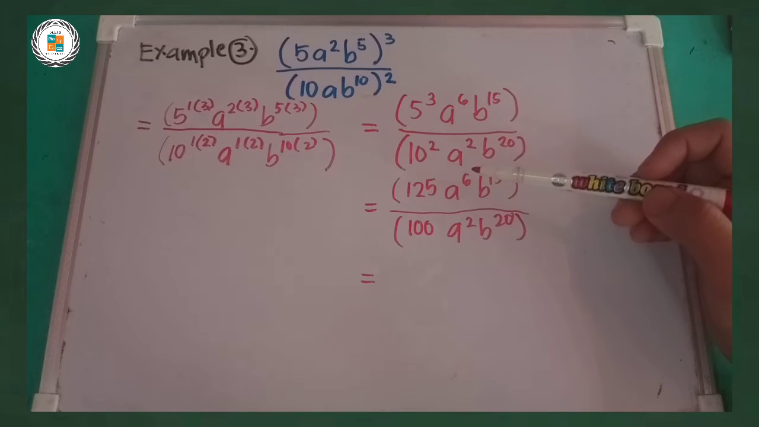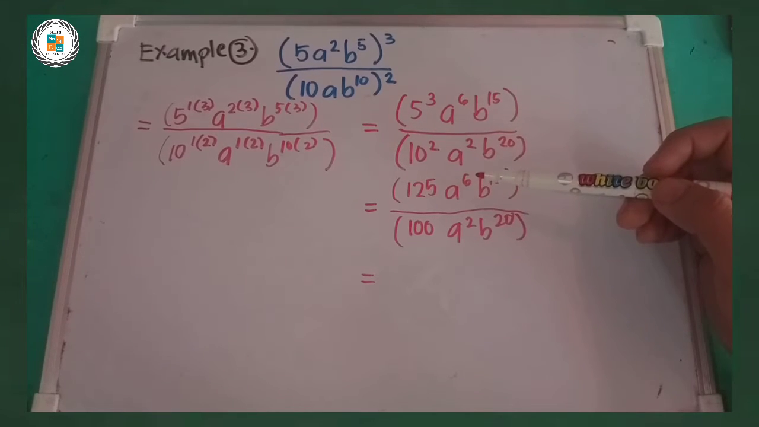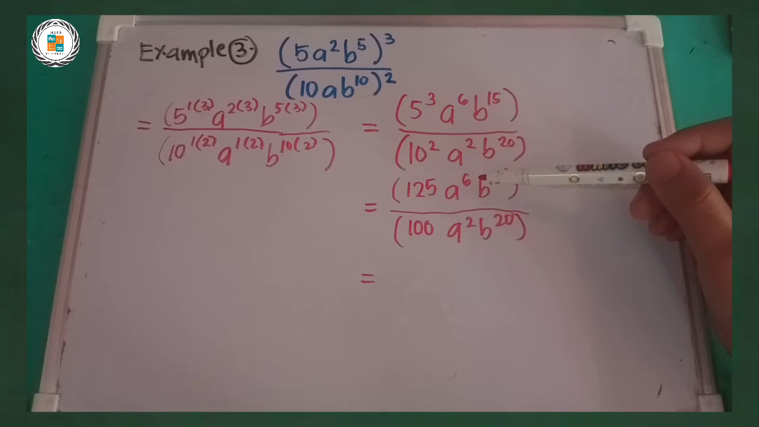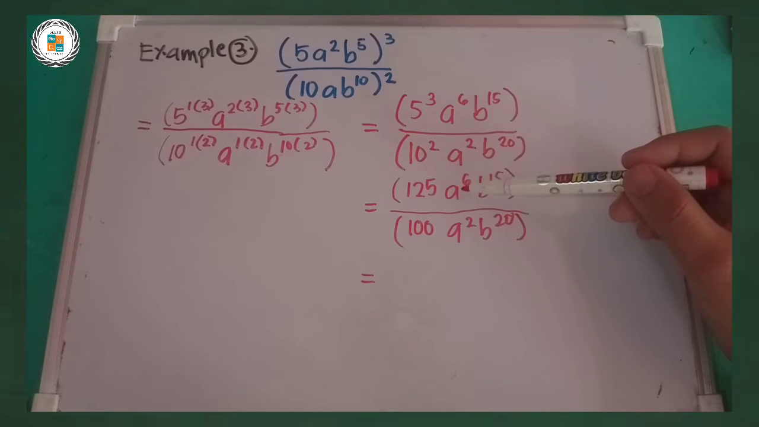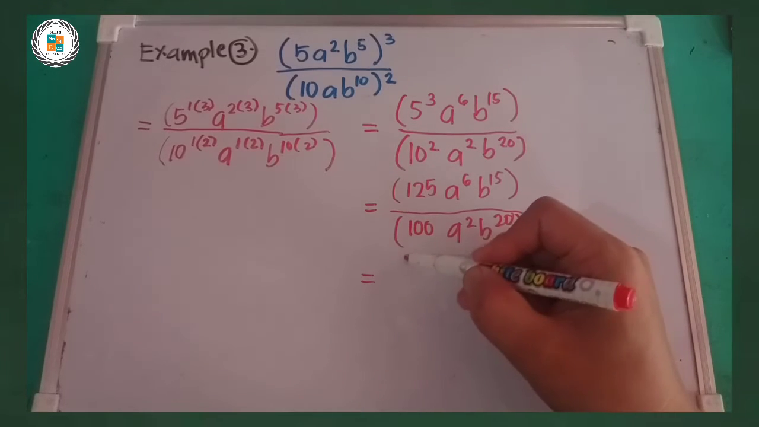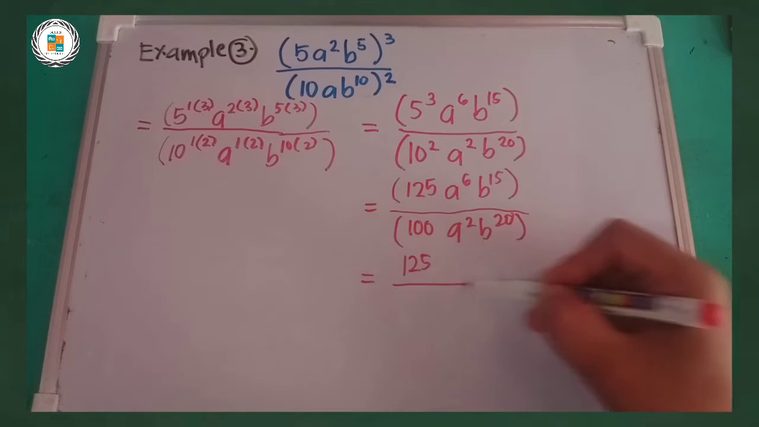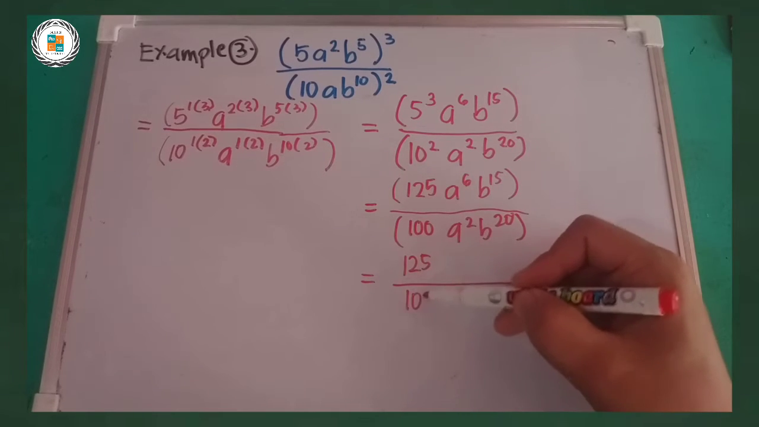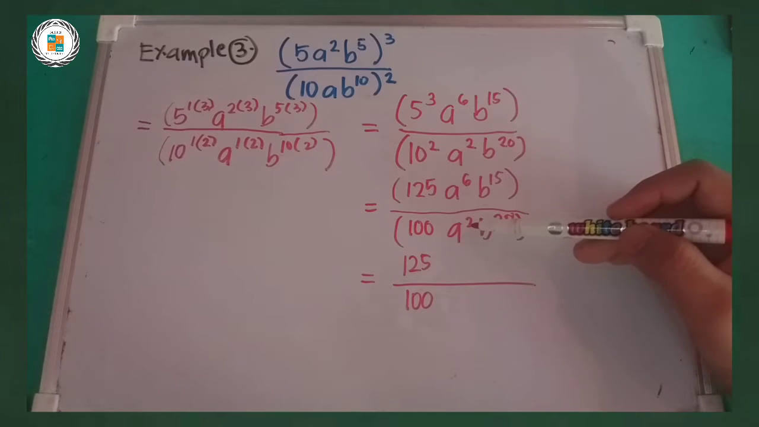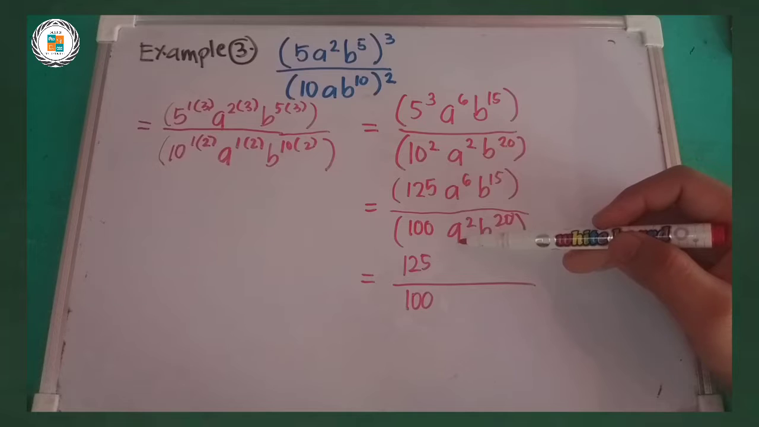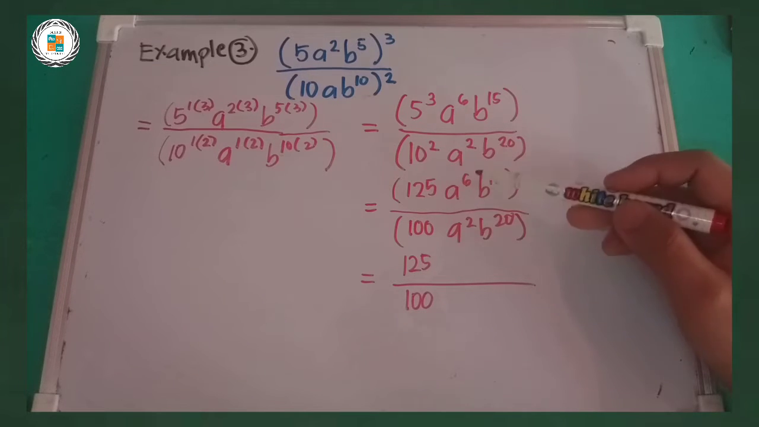Now, if we are going to apply the ratio of powers with the same base, what we do is subtract the exponents of the expressions that have the same base. Okay? Let's say for example, this one. So we copy 125 over 100. Let's say for example this one, a raised to the power of 6 and a raised to the power of 2. They have the same base, right? Which is a. So we subtract their exponents, 6 and 2.